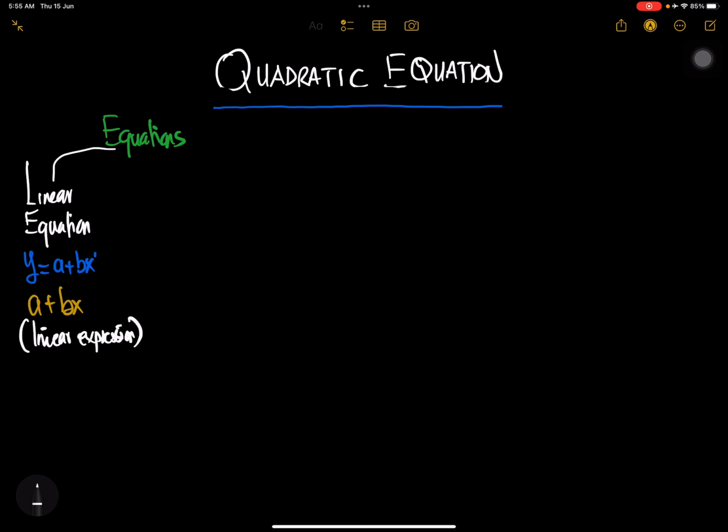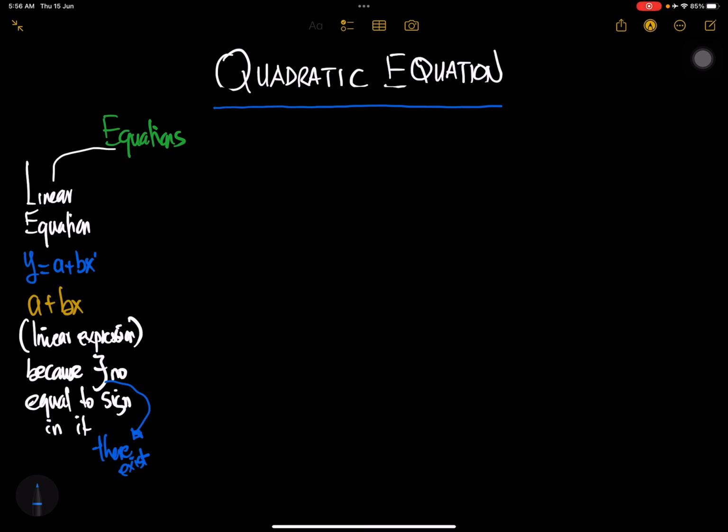Why? Because there's no equal to sign in it. This is an expression known as there exists. It's a math sign that says there exists. So there exists no equal to sign in it. But if it's a linear equation, there should also be an equal to sign in there.